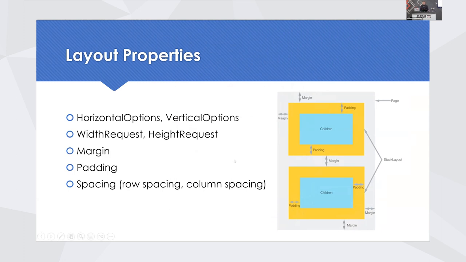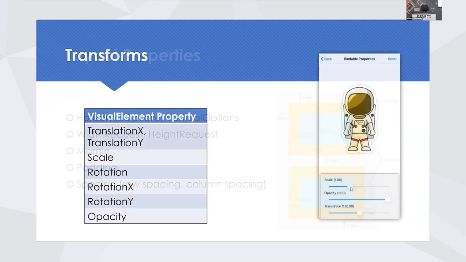Width requests and height requests allow you to specify how large we'd like a piece of content. Margin provides us the spacing around the control. Padding is the spacing within a container. And spacing is the spacing between things in, say, a stack layout, or there is also row spacing and column spacing as well. Okay, so there are some of the properties.